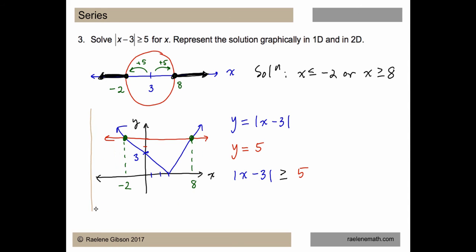And so we can use that guide to help us solve the inequality, which is to say that we want the x values to be equal to negative 2, or to the left, or equal to 8, or to the right, which gives us the same solution as we found in the one-dimensional approach.